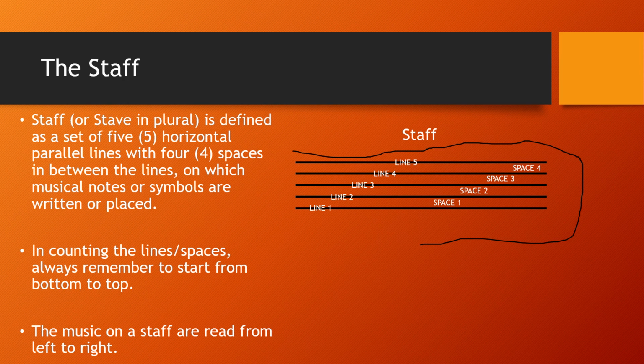This is an empty staff with five lines and four spaces. This is the first line, the second line, the third line, the fourth line, and the fifth line. In between these lines are four spaces. This is the first space, the second space, the third space, and the fourth space.